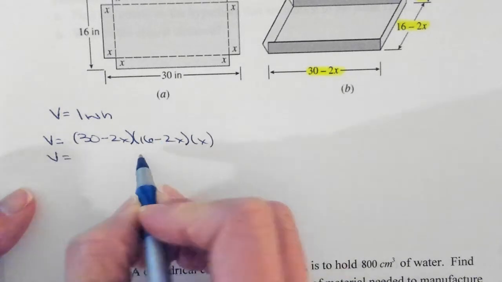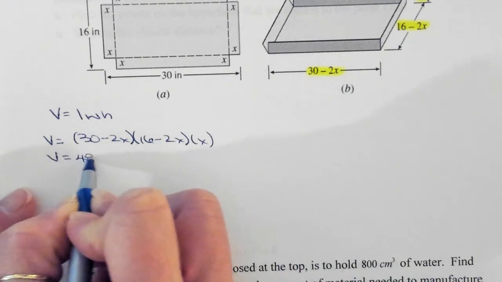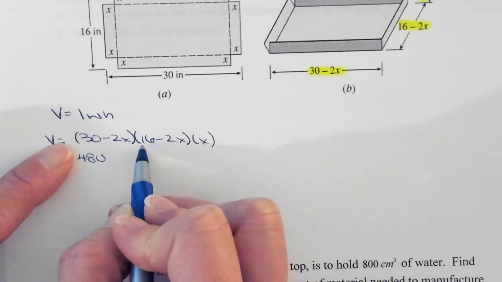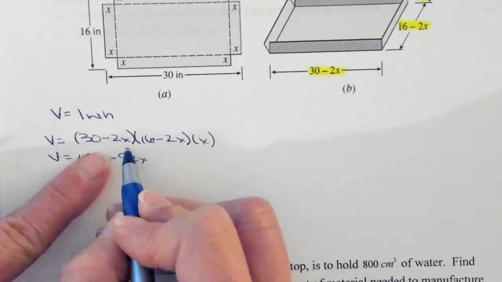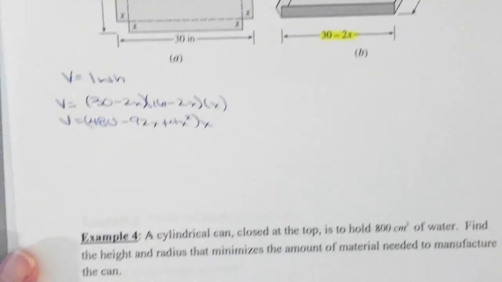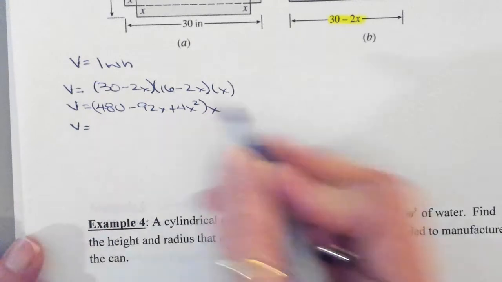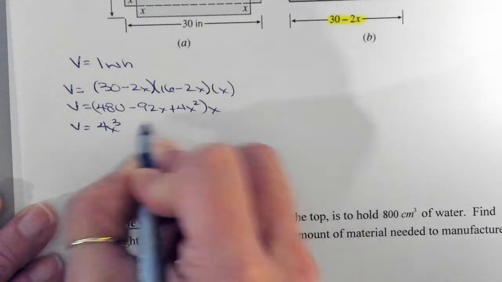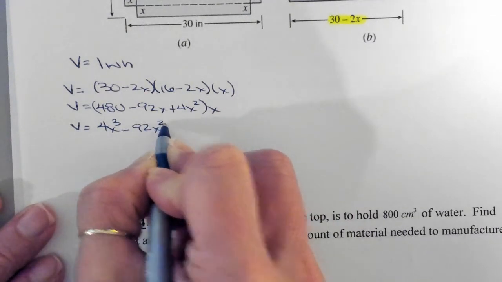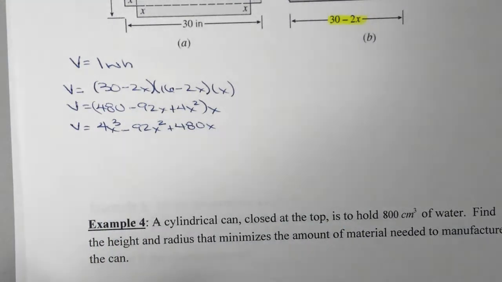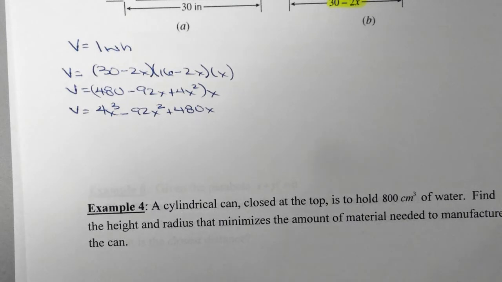So we have V is equal to, so what is that, 480? This is negative 60, negative 32, so what is that, negative 92x? And then this is plus 4x squared. Okay, I'm just multiplying. And then we need to distribute that x, which is our height. So our volume formula, and I'm going to rewrite this in standard form, okay, is 4x cubed, that's this first one, minus 92x squared plus 480x. Is that right? Did I miss something? Was it 4x squared? Right, because you distributed, yeah. Am I good? Yeah.